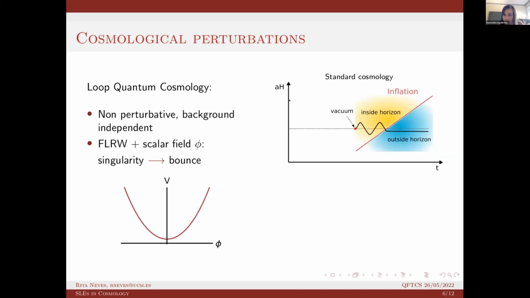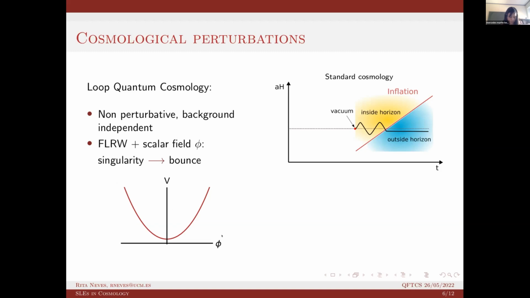So loop quantum cosmology, for anyone who's not familiar, is a non-perturbative and background-independent approach to the quantization of cosmology, and it applies the techniques of loop quantum gravity to cosmological models. Its most outstanding result is the singularity resolution. In FLRW minimally coupled to a scalar field, which we use as internal time, we find that the singularity is resolved in terms of a quantum bounce. So the volume has a minimum which is positive, which connects a contracting epoch of the universe with an expanding one.